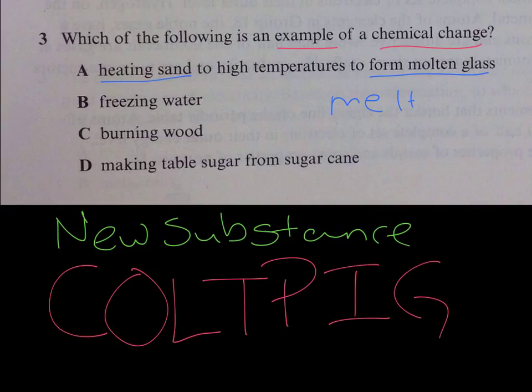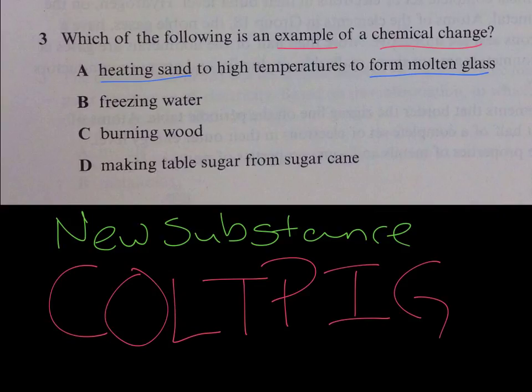Now, I know what you were probably thinking at first. You saw high temperatures in there, and immediately you thought to yourself, oh, perfect, temperature, that's in COLD PIG, that's my answer. But remember, according to the notes we took in class and according to what we discussed and saw in our experiments 2 days ago, the temperature of the reaction has to change completely on its own. If you're the one that's causing the temperature to change somehow because you do something to it, then that is not considered a chemical change.